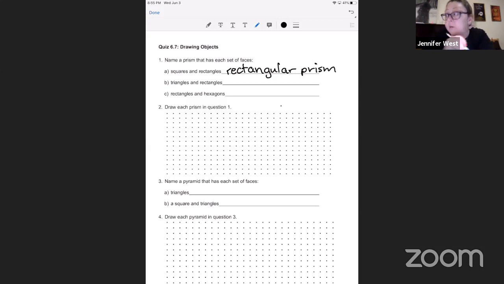And then triangles and rectangles. So a shape that's made of triangles and rectangles is a triangular prism.